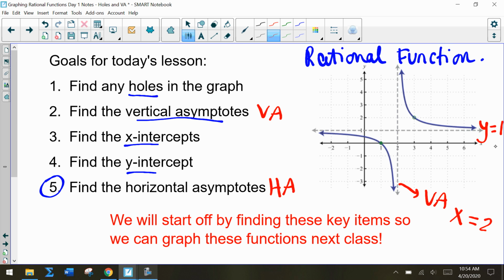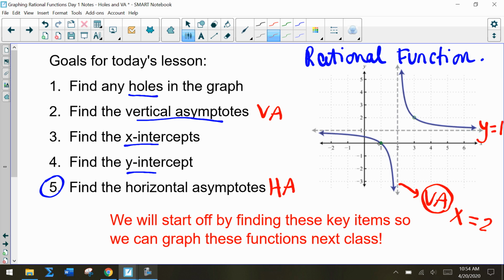So these asymptotes are lines, and they are lines that a graph will approach and get very, very close to, but it will never touch. So that's the definition of an asymptote. I'm going to give us a minute to write it down in a second on the next few slides. A horizontal asymptote has different characteristics, and we're going to talk about those next class. So we'll really focus on finding vertical asymptotes today.